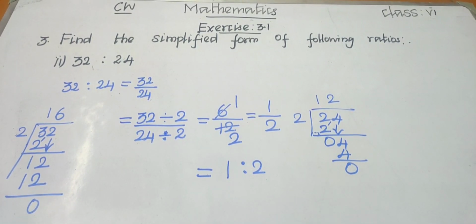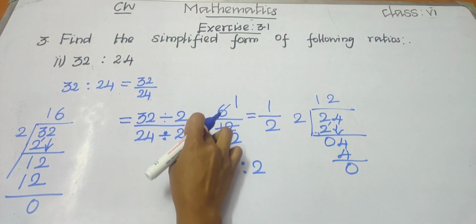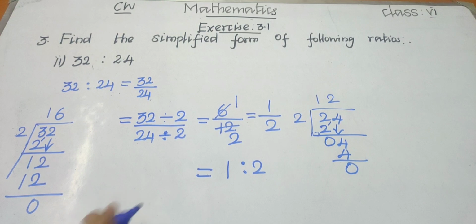Okay, children, copy this in your classwork notebook. Write step by step. Don't write like this. Put equal to here. Likewise write step by step.